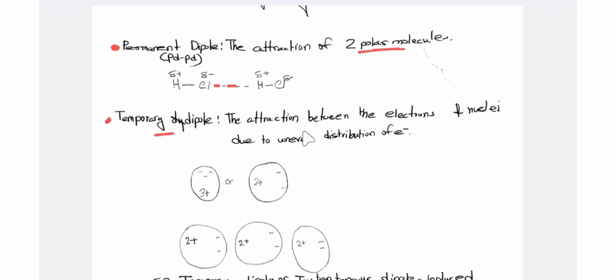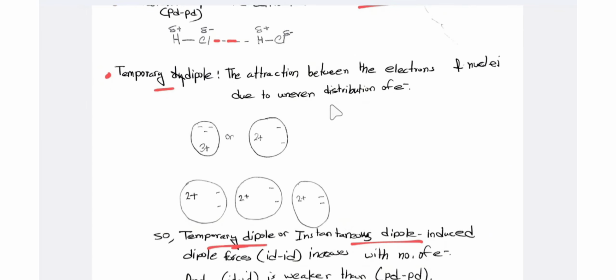And what is a temporary dipole? It is the attraction between the electrons and the nuclei due to uneven distribution of electrons. So what causes this uneven distribution of electrons? For example, here we can see that there is an uneven distribution of electrons. For example, the two electrons from this side move to this side. So this has a temporary dipole.